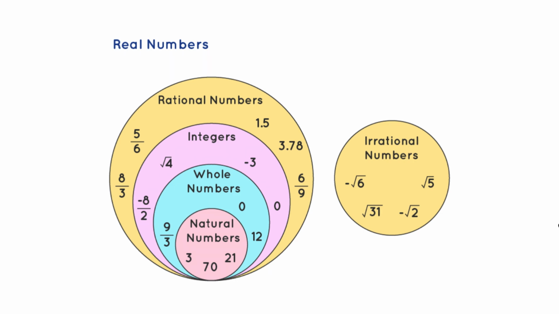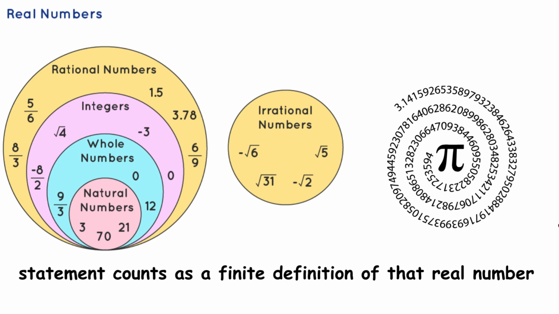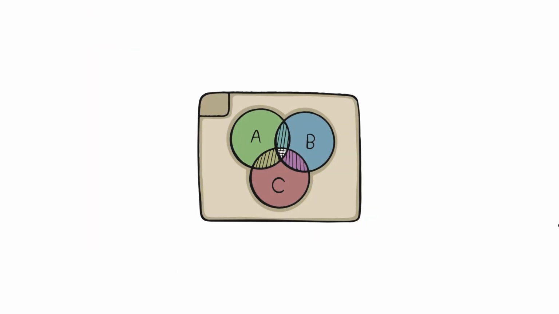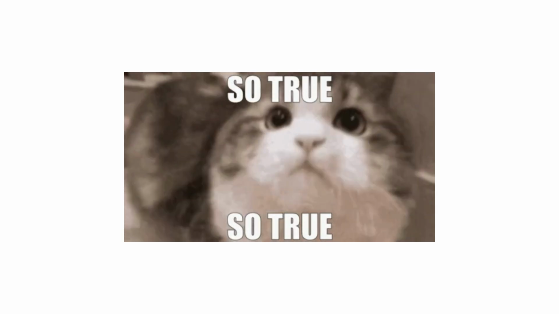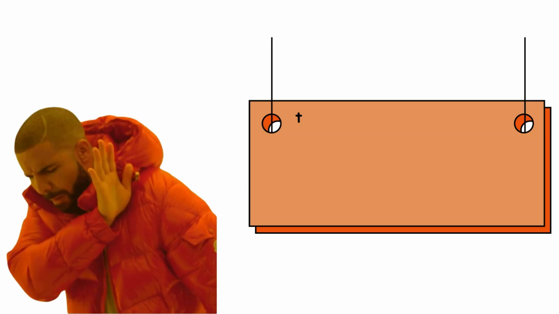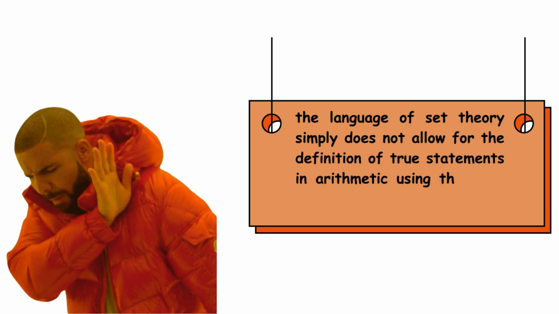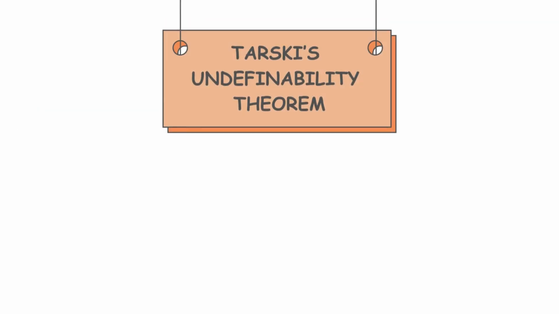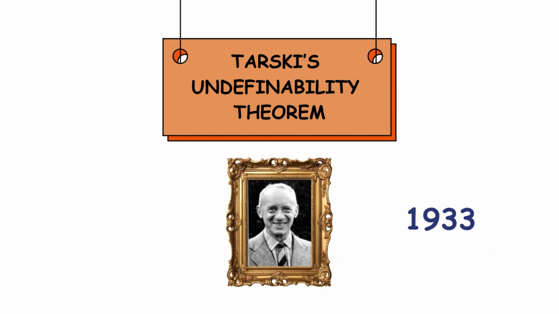If the real numbers are well ordered, there must be a first real number that cannot be finitely defined. But this statement counts as a finite definition of that real number, so it is self-contradictory. Though this paradox can arise in naive set theory, it is resolved if one uses the rules of axiomatic set theory. In particular, it is true that a statement about a set can be represented as a set itself, which relies on a system known as Gödel numbers. However, the language of set theory simply does not allow for the definition of true statements in arithmetic, using the tools of arithmetic itself. This is known as Tarski's undefinability theorem, proven in 1933 by Polish-American mathematician Alfred Tarski.